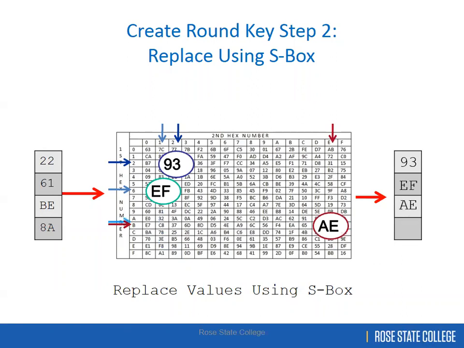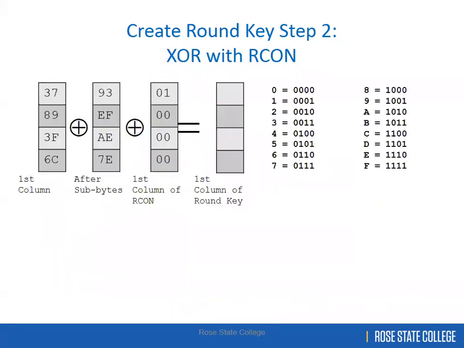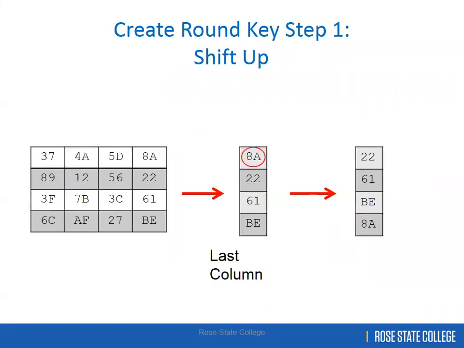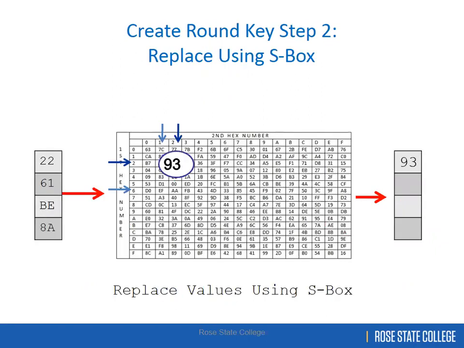Then we take 8A and the 7E. All right, so now the 37 is the first column. Let me go back to show you again. Okay, see the 37? So what we did is we took the last column, shifted it, ran it through the S box. Then we take those results and use them with the 37. Okay, the first column.